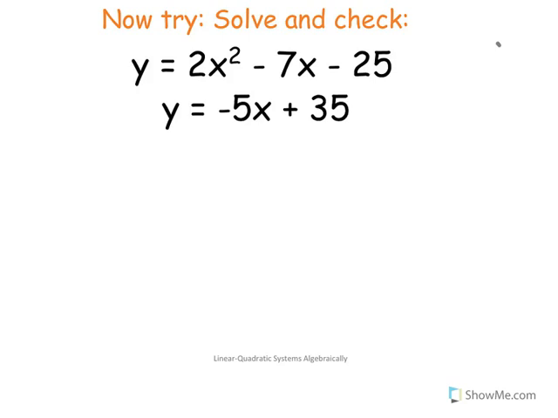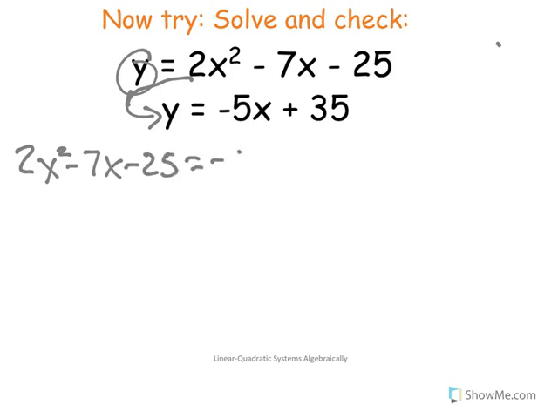So again, same procedure. If both of these are equal to y, then I can sub one in for the other. So I guess technically I'm subbing that in. So it gives me 2x squared minus 7x minus 25 equals negative 5x plus 35.